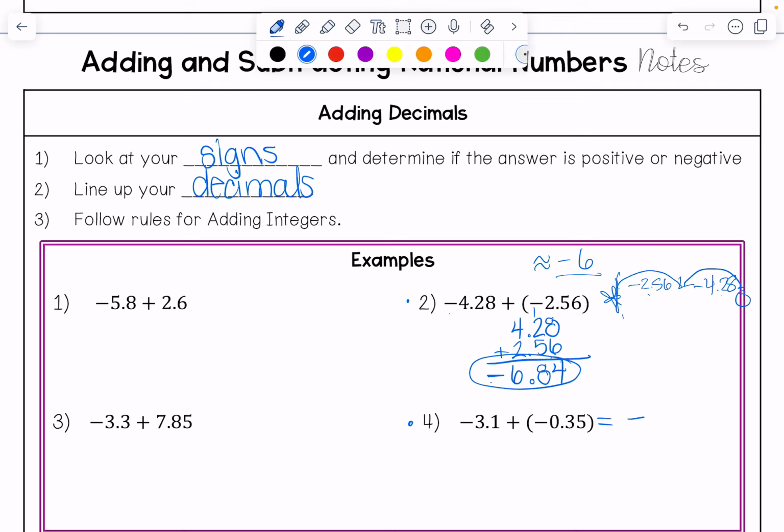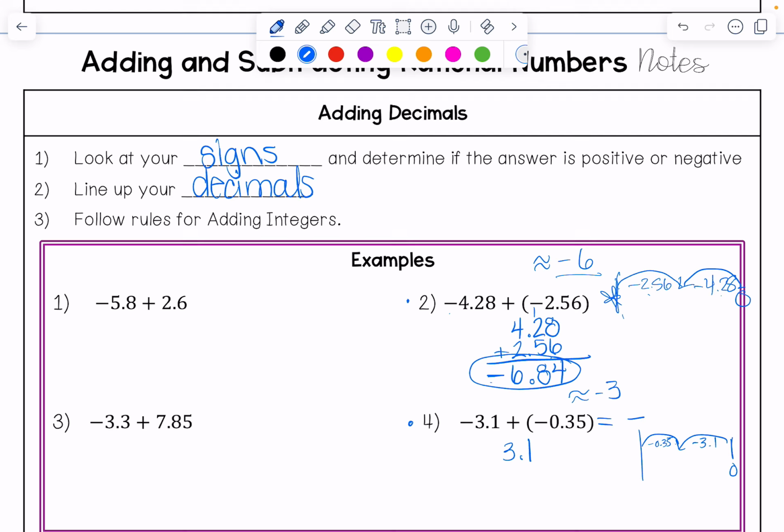So that's going to be our estimate. All right, and then now I'm going to go ahead and solve this problem. So again, if we imagine a number line starting at 0, I'm going back 3 1/10, and then I'm going to go back another 35/100. So to figure out where I'm going to end up at, I need to be adding those absolute values together.